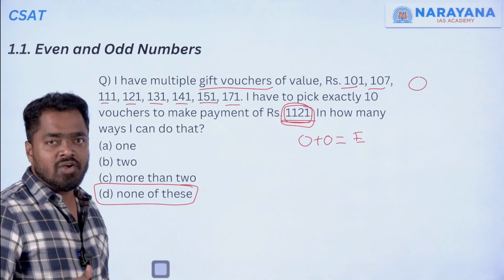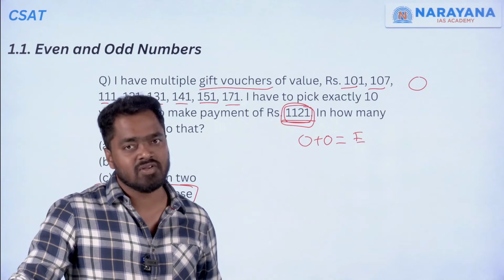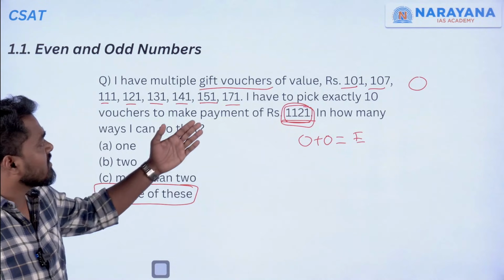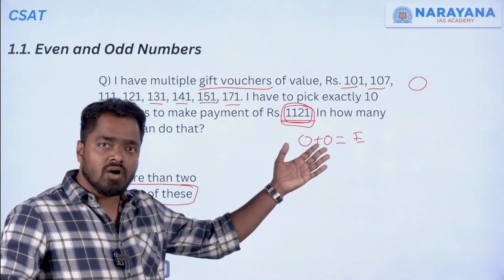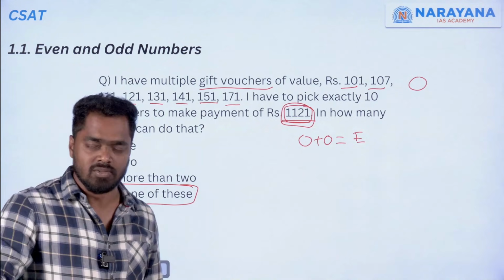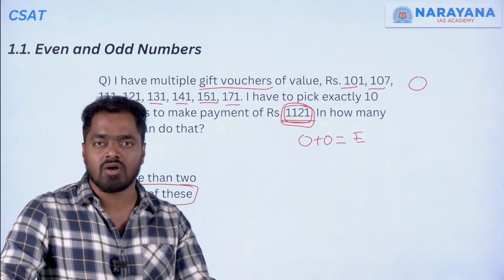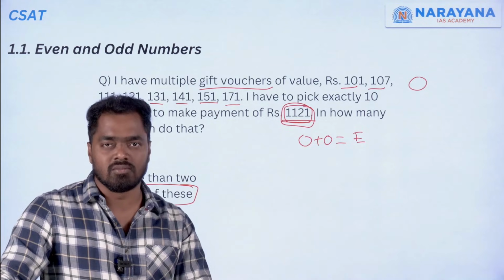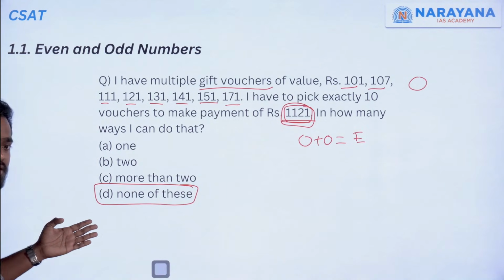So this is how you should use the properties of even and odd numbers. They have given the vouchers which are all odd numbers, and you have to make the payment which is again an odd number. If you add an odd number with an odd number, you will get only an even number. So the answer will be none of these.